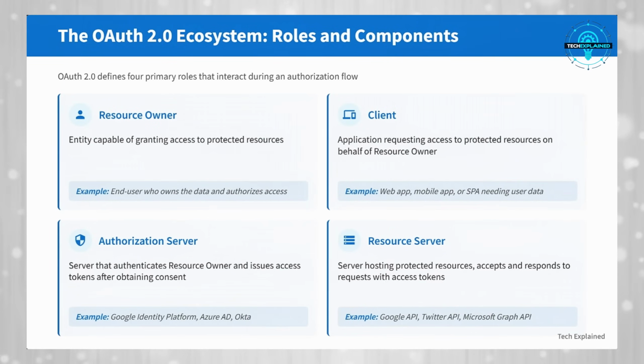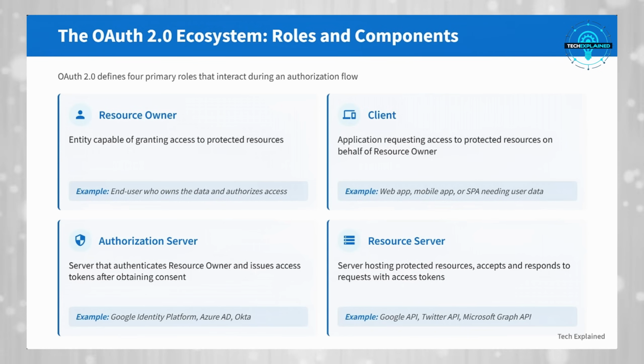To really understand how this works, we need to get familiar with the key players in this ecosystem. The framework defines 4 primary roles that interact during any authorization flow. First up, we have the resource owner. This is typically you, the end user who owns the data and is authorizing an application to access it. In our analogy, if you have a safe with valuable items, you're the owner of that safe.